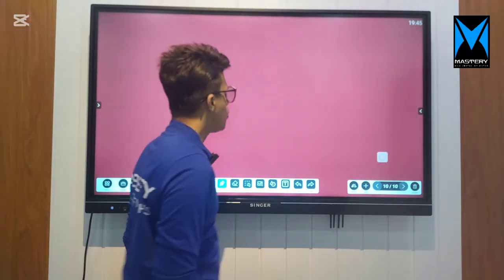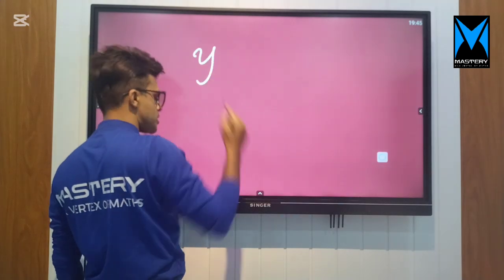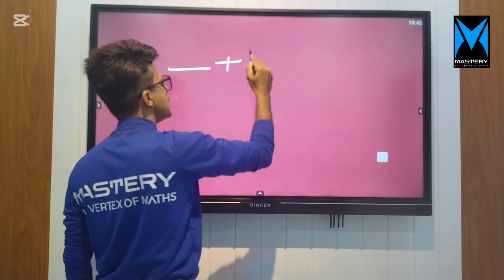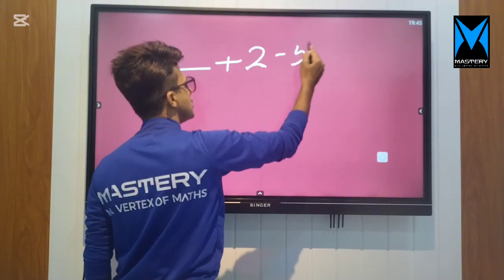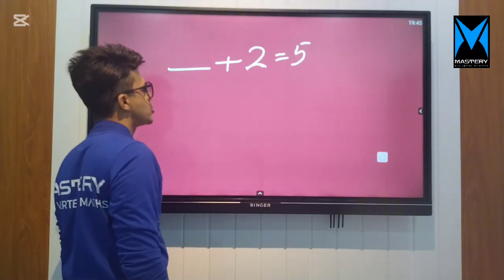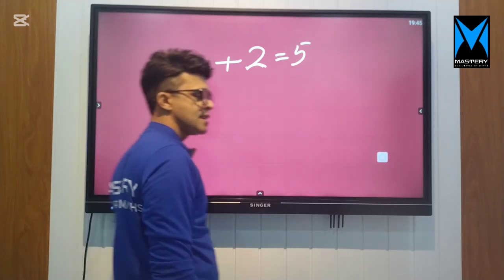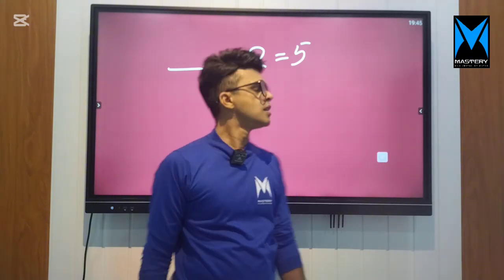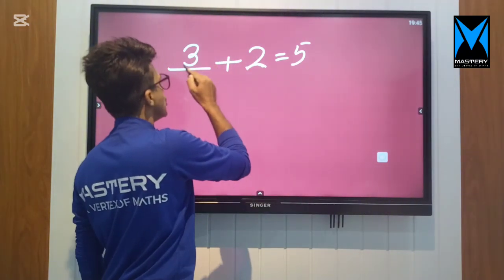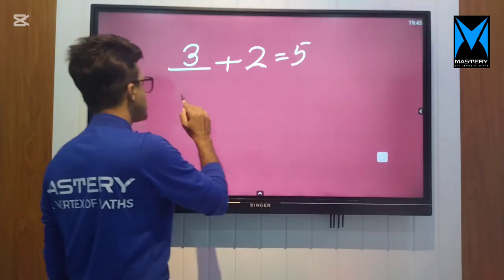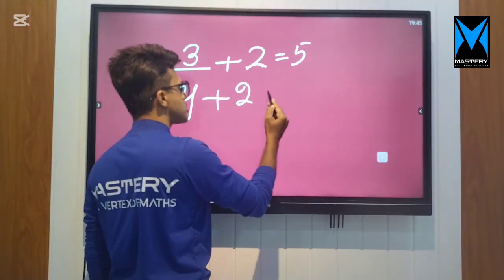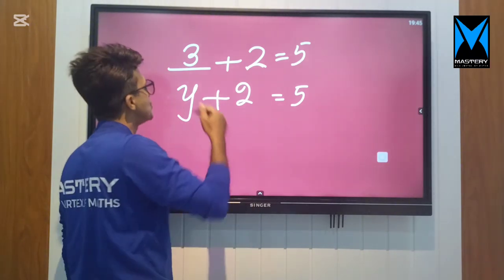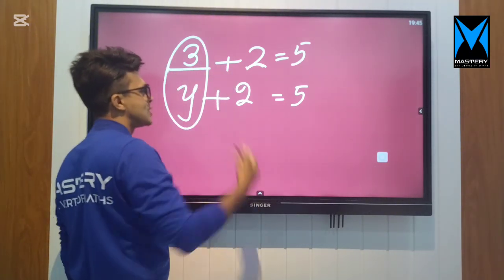Anyway, now what should be the value of this one? Just before that, think of this one. Here is a blank, here 2, here 5. What should be the value that you could write in the blank here? Here 3, you know 3 plus 2 is 5. Now compare this with this one. So the value of y should be equal to 3.